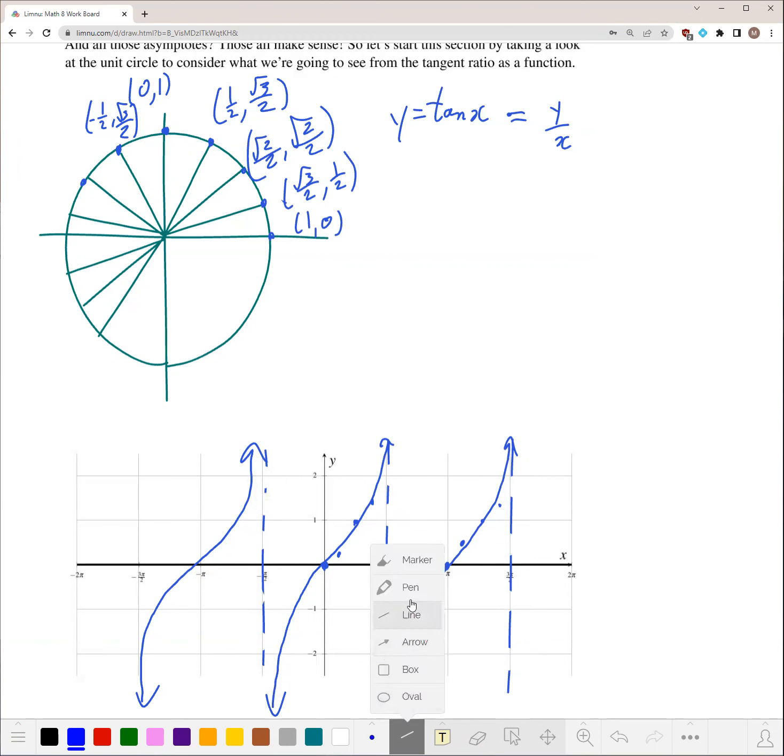Now, it's not sinusoidal. It doesn't form that wave, but you should be able to tell that it's got periodicity, right? It repeats itself. It's a pattern. And so the pattern here, if we're looking at it, we should notice that it has repeating points at pi. So the period for our normal tan function is pi.